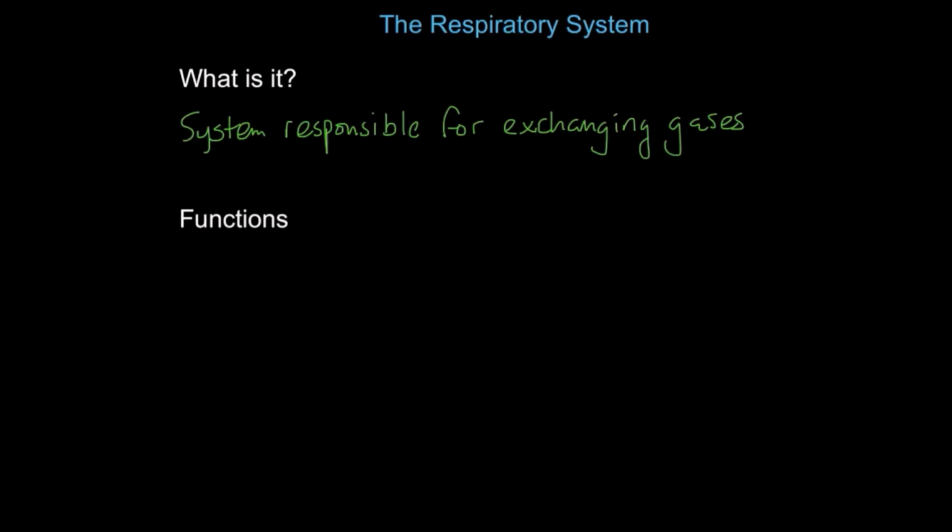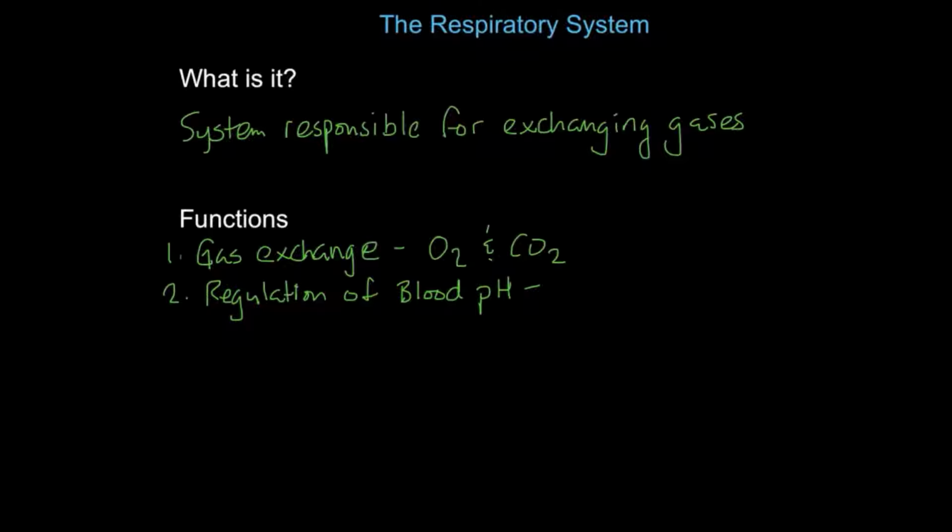The respiratory system is the system responsible for exchanging gases, and there are 5 functions of the respiratory system. The first function, and the primary function, is gas exchange, which involves the exchanging of oxygen and carbon dioxide. The second function is regulation of blood pH, which involves altering CO2 levels.